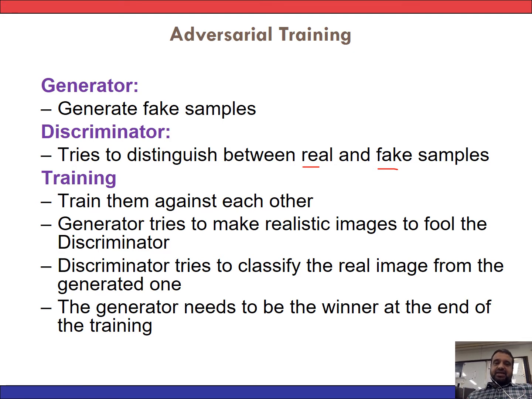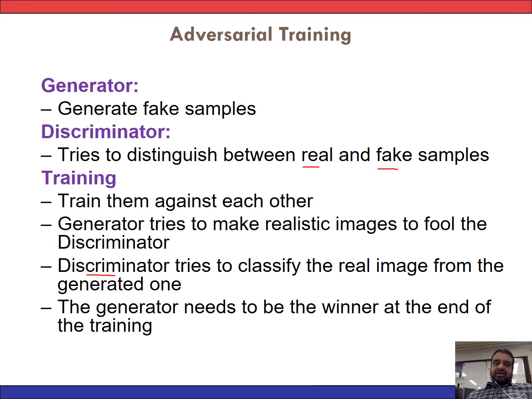We are training them against each other, where the generator tries to make realistic images to fool the discriminator, so that the discriminator is not able to discriminate between the real and the fake images. The discriminator, on the other hand, tries to classify the real images from the generated, fake ones.